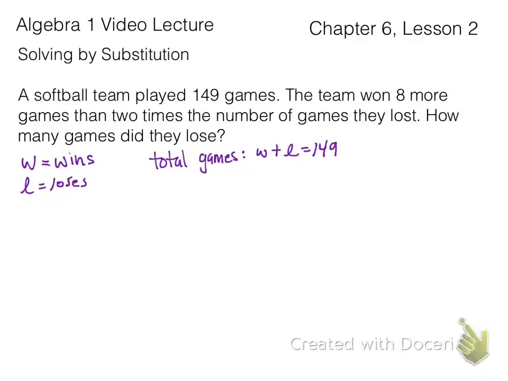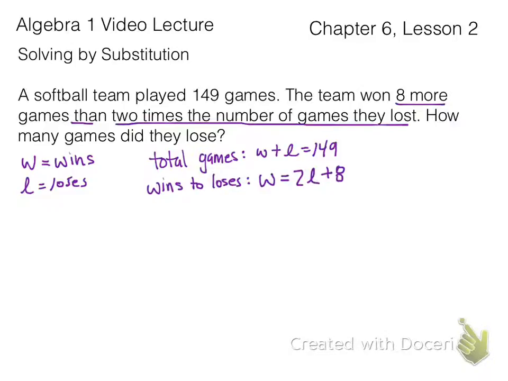Because if they tied, well, I guess they never tied. They didn't tell us they tied. They just told us they played 149 games, and they either won or they lost. No ties in this situation. Okay, so that's the total number of games, and the second equation is going to be comparing wins to losses. So the wins is equal to 2 times the losses plus 8.